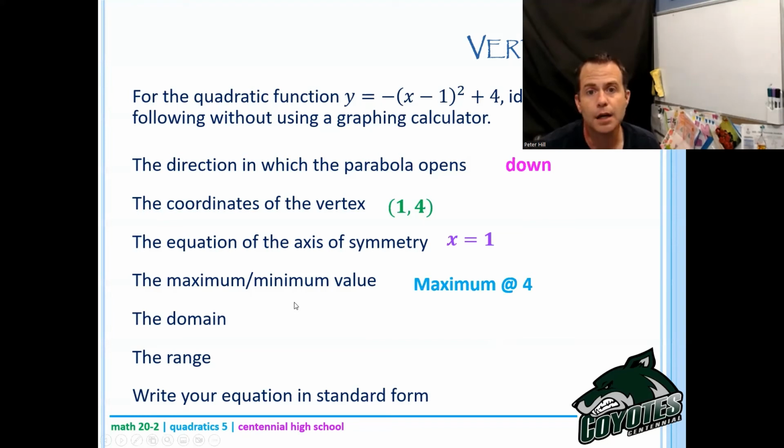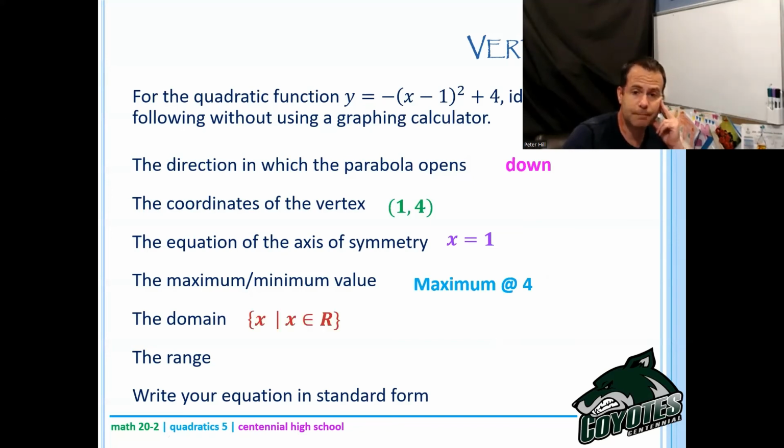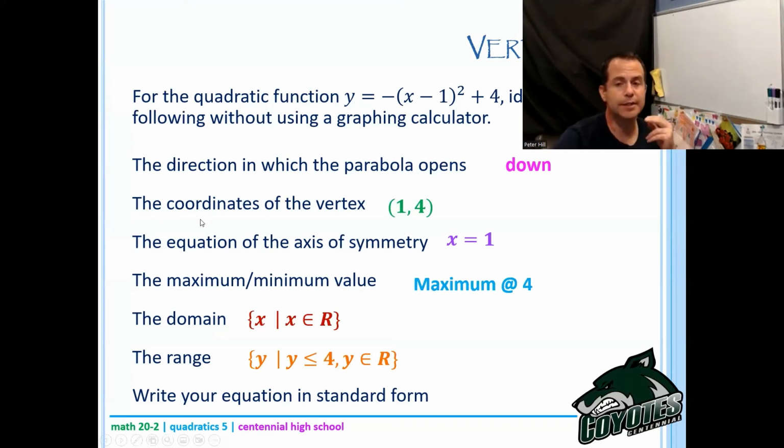Domain, remember for all parabolas, all quadratics, it's going to be x is a member of the real numbers. The range, if I have a max, I'm going to be less than whatever that k value is. So y is less than or equal to 4. And now this one's a little new. We're going to write our equation in standard form. Now, that means we're going to take this guy here.